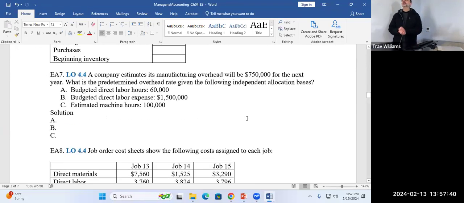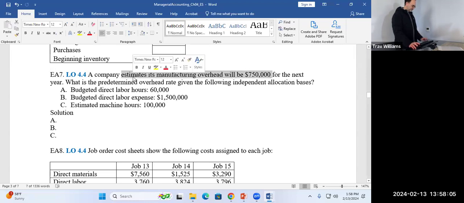Okay, so we're going to practice this concept with estimating the overhead rate. I mentioned to you the 3 most common ways we do that are direct labor cost, right? Direct labor hours and machine hours. And here we have all 3. So this company estimated that their manufacturing overhead will be $750,000.